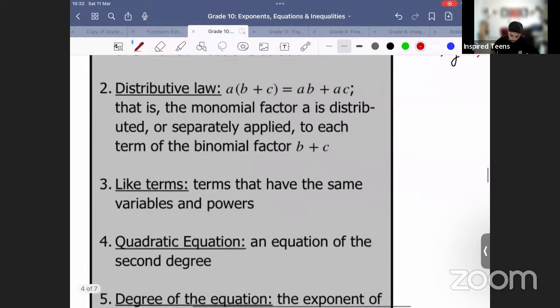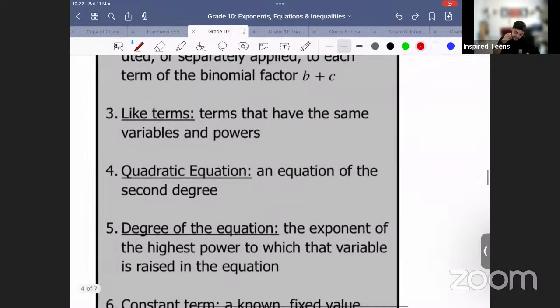Okay, distributive law. Distributive law states that when we have a open brackets b plus c, this is equal to ab plus ac. Okay, I'm sure we remember distributive law. The monomial factor is distributed or separately applied to each term in the binomial factor. Like terms have the same variables in power. So for example, 5x plus 6x, these are like terms and I can add them. I get 11x.